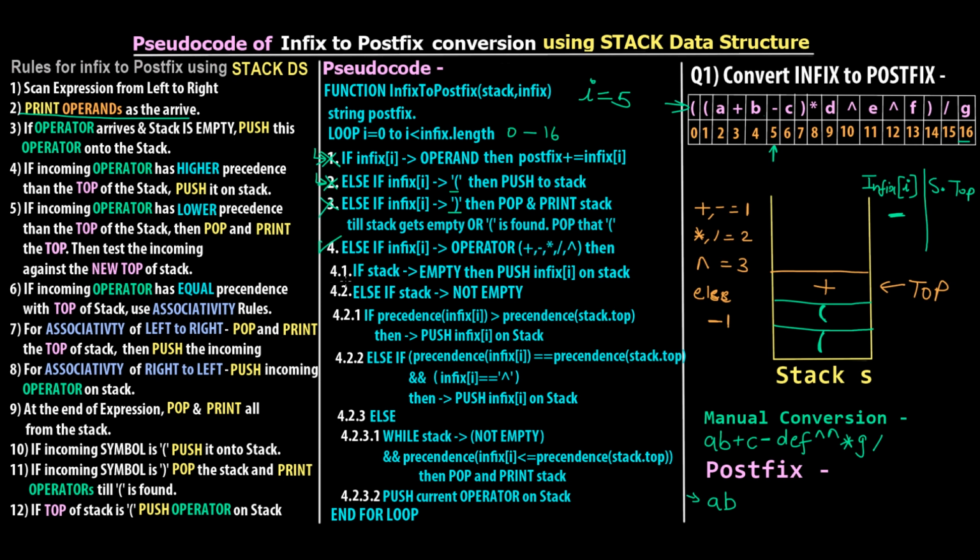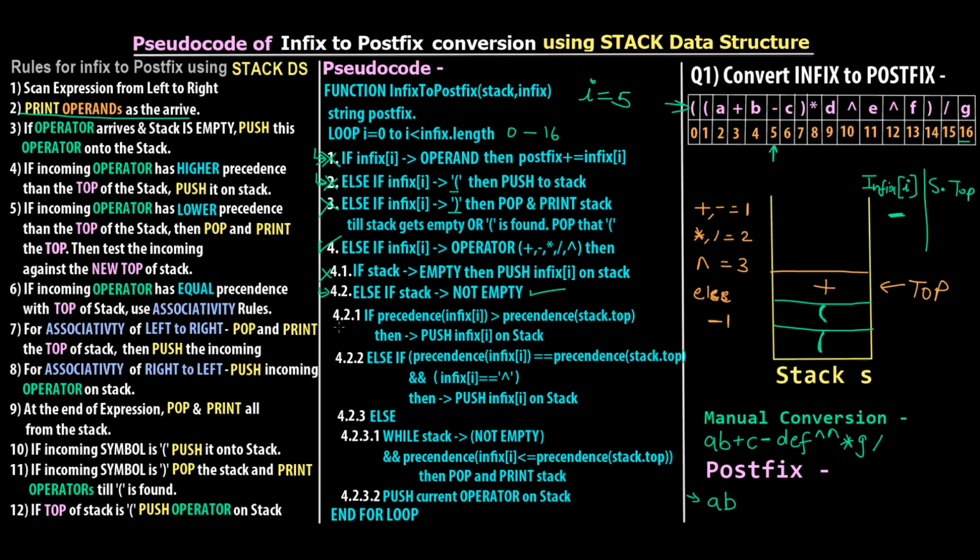In 4 we have 4.1, which says if stack empty, then push infix of I. Obviously the stack is not empty. You can see 3 operators or 3 symbols, basically 1 operator and 2 opening brackets. So it's not empty. So 4.1 will not be executed. 4.2 will be executed because 4.2 is for stack not empty. So this condition is true. We will go inside 4.2.